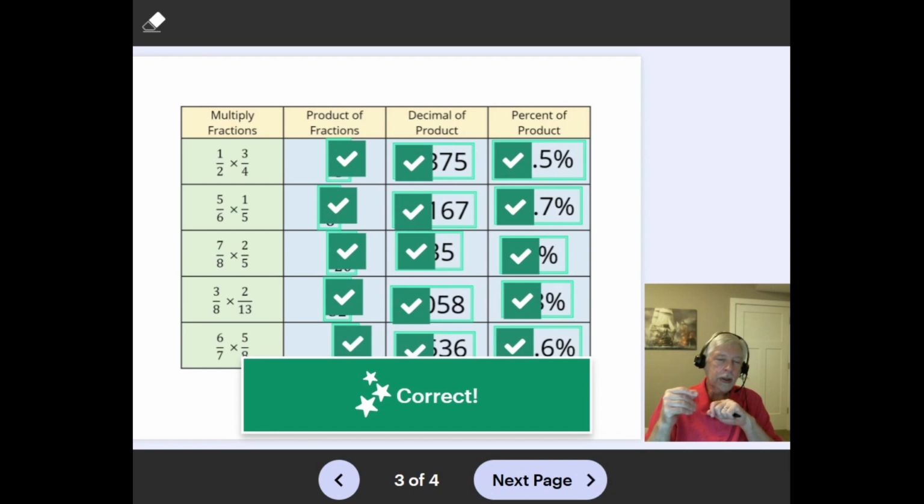So this is a nice way to walk a student through an activity, and a nice way for the student to check themselves to see if they know how to do a problem or not.